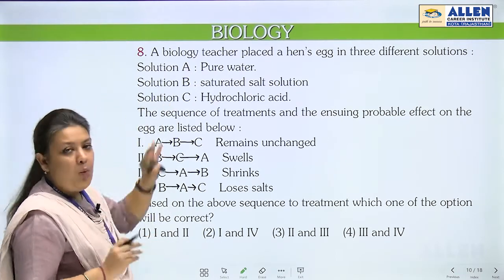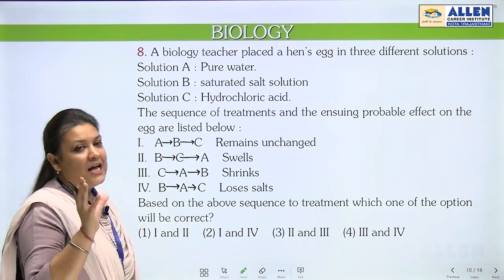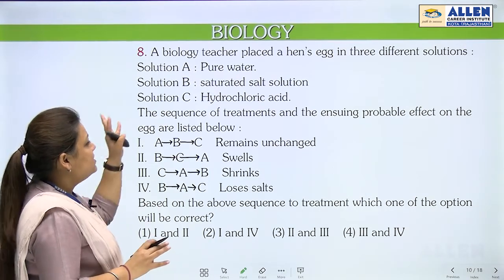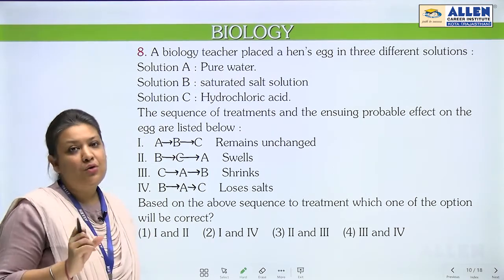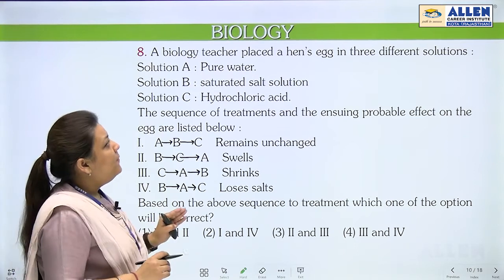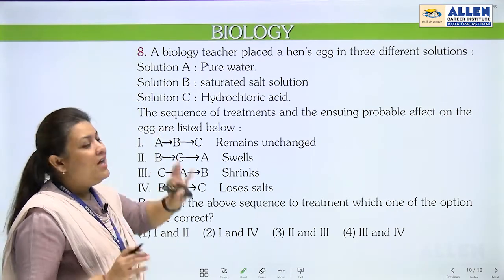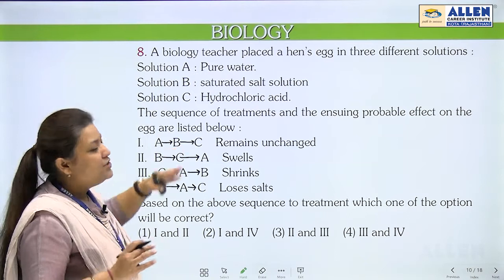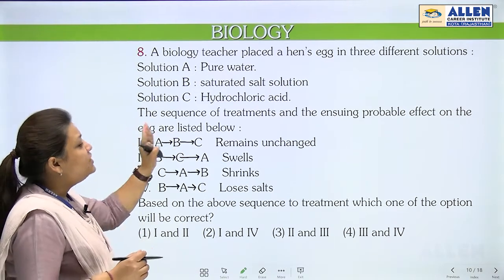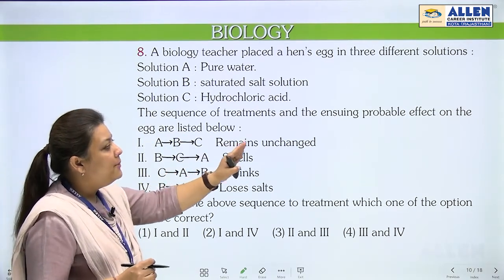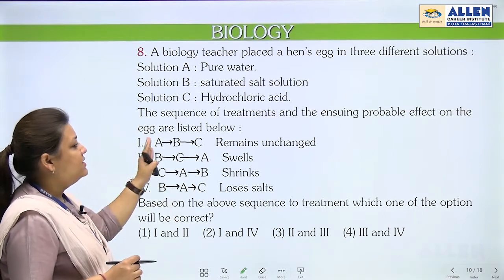Solution A is pure water. Solution B is saturated salt solution, and solution C is what? That is hydrochloric acid. Clear? So, the biology teacher has placed a hen's egg in these 3 different solutions. Now, the sequence of treatment and the ensuing probable effect on the egg are listed below.